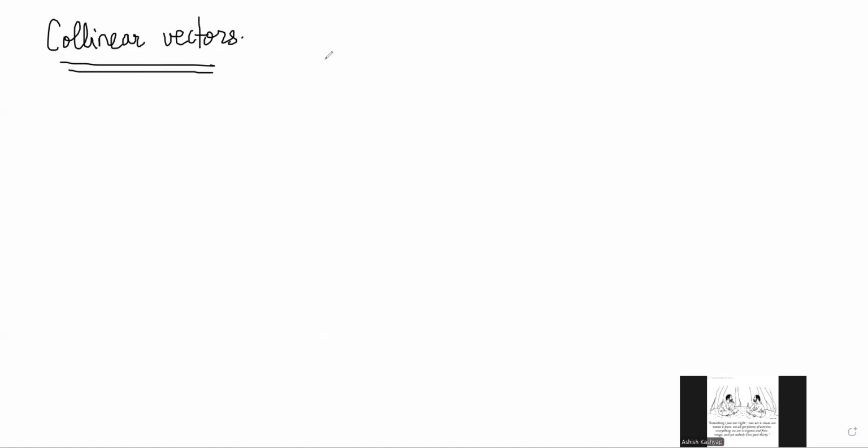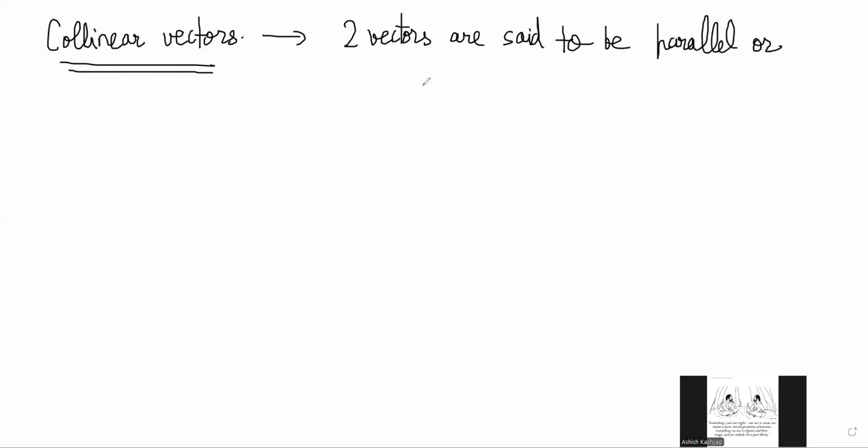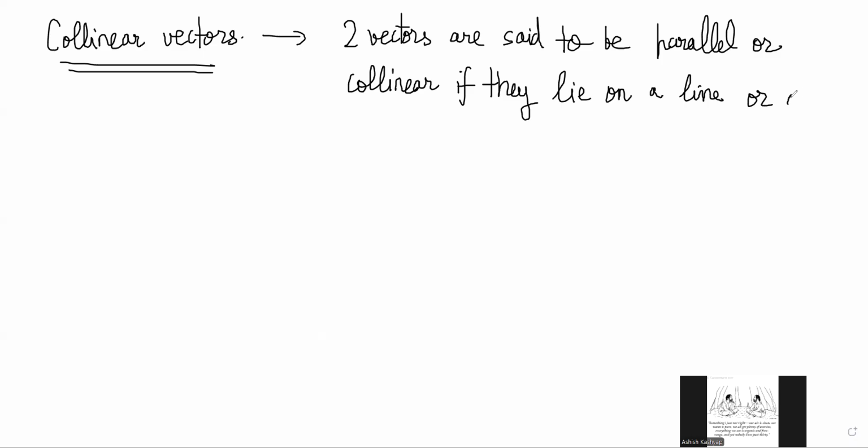Collinear vectors. Two vectors are said to be parallel or collinear if they lie on a line or on parallel lines. So the vectors have to lie on the same line or they have to be on parallel lines. Then they are known as collinear vectors.